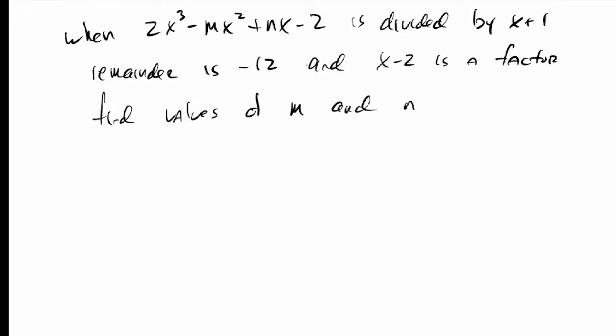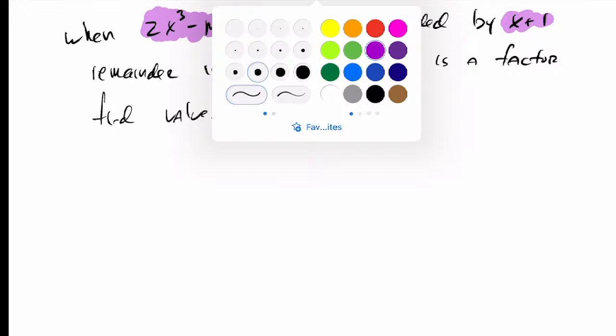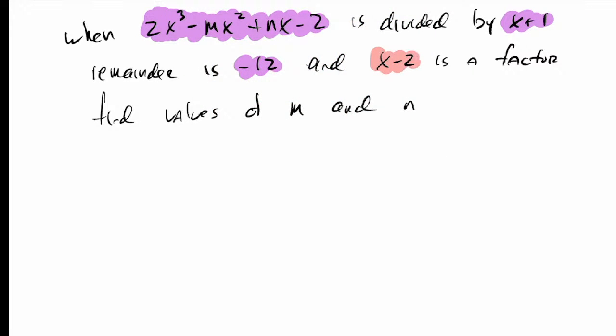That's one we should try out. I'll let you try it yourselves if you like. You guys remember this one? When this is divided by x plus 1, we have a remainder of negative 12, and x minus 2 is a factor. Find the values of m and n.